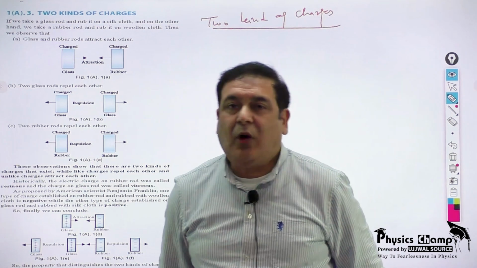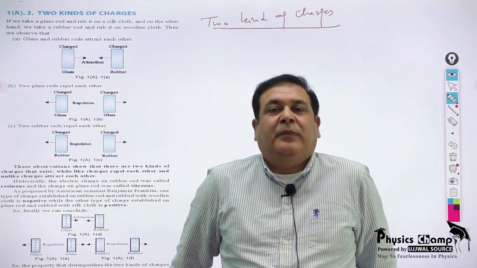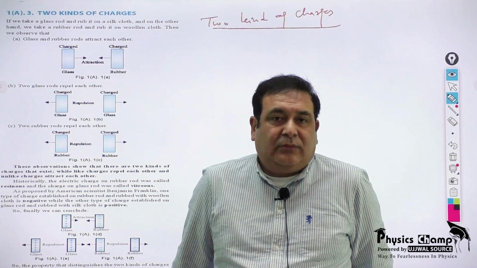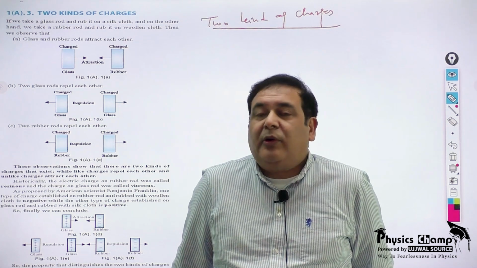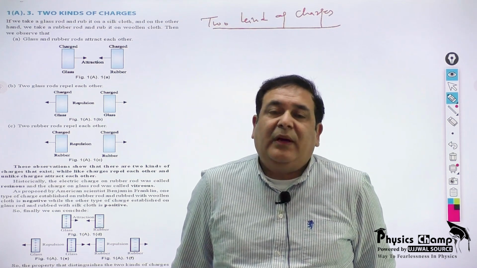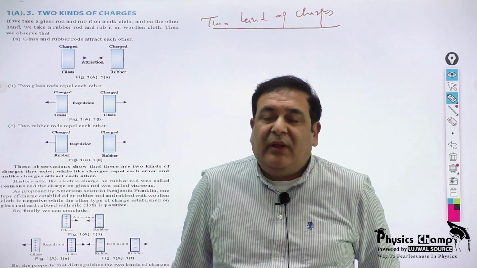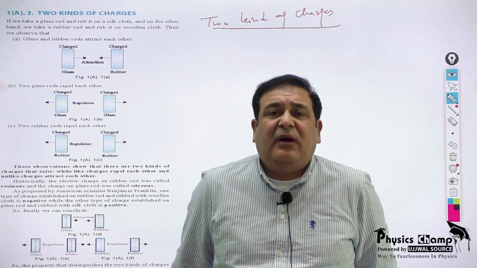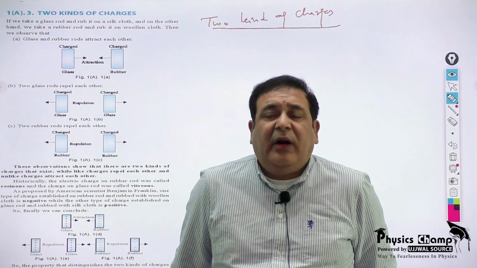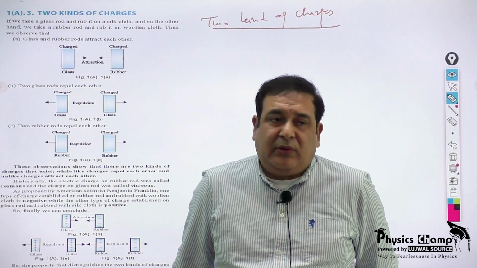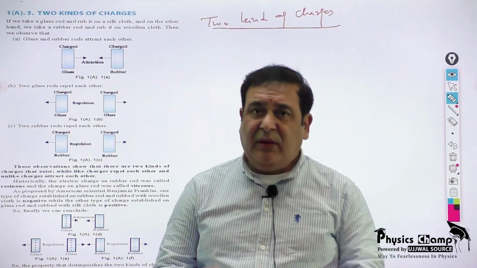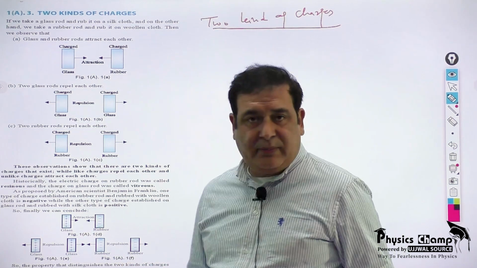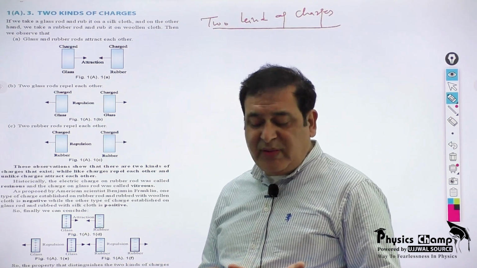So now we can talk about two kinds of charges. We have seen that two electrons repel each other, two protons repel each other. But if we bring an electron and a proton close, they are going to attract each other. So we can say there are two kinds of charges. One is the kind of charge which is on electron, and one is the kind of charge which is on proton.